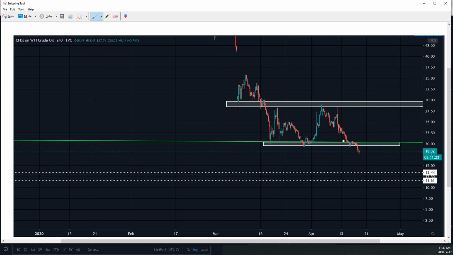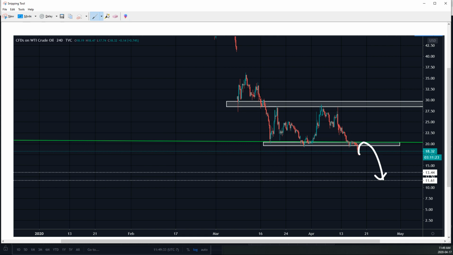But we did get the sellers to push the price down below the support. Now, in my opinion, it's just too early to be shorting right now. I would rather wait until there's some level of confirmation of the previous support turning into a new level of resistance. And that would mean that we're going to get the price to come back up here.